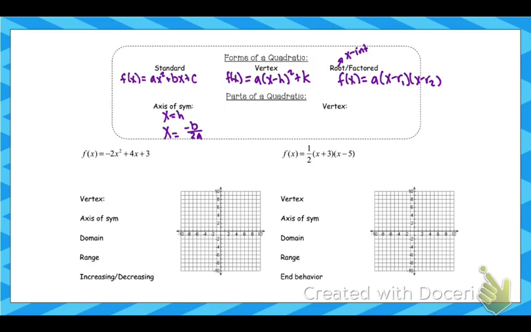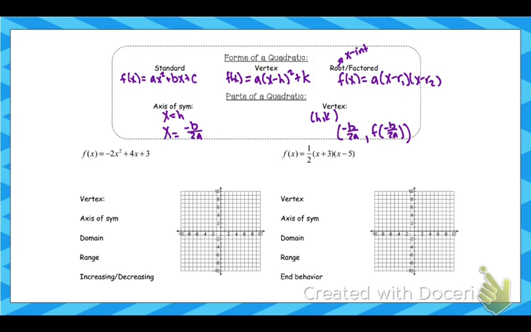So the vertex, again, if it's in vertex form, is (h, k). If it's not in vertex form and we do that negative b over 2a, to get the y-coordinate, we would just plug it in. So f of negative b over 2a. And that's how we can get our vertex. Again, if you're in root form, what we would do, find the halfway point of your x-intercepts. That's where the axis of symmetry is. And then plug that x value in to get the y-coordinate of the vertex.